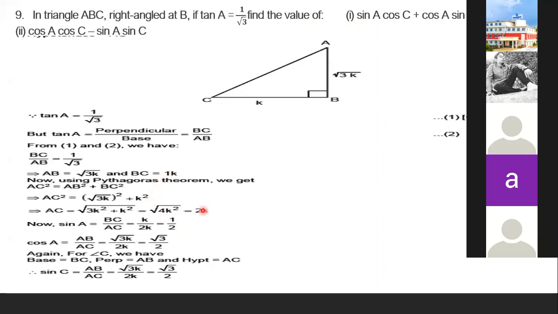So we have got the hypotenuse value as 2. First we'll find sin A, with respect to angle A: opposite by hypotenuse, that is 1 by 2. Same thing, we'll find cos A. Cos A is adjacent by hypotenuse, so it is root 3 by 2.